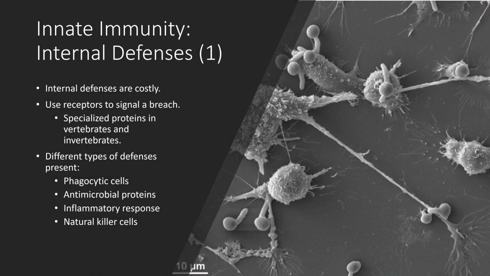Internal defenses are costly, and because of that, these defenses are for specific invaders. The internal defenses have evolved receptors to recognize pathogens. This is because receptors of foreign materials are displayed outside of the cell to signal a breach. The first example we're going to look at is phagocytic cells, which ingest harmful foreign particles, bacteria, or dead cells that are found around the body.